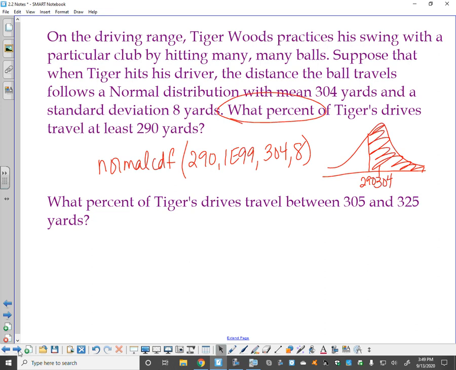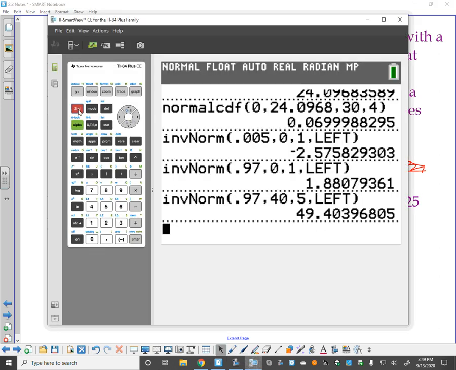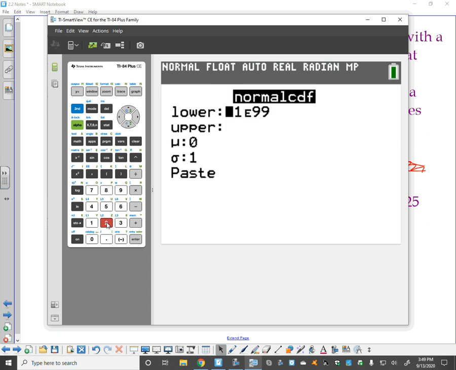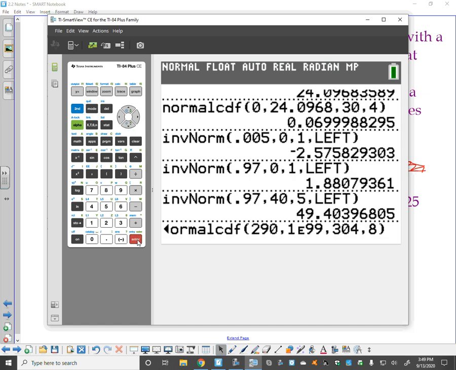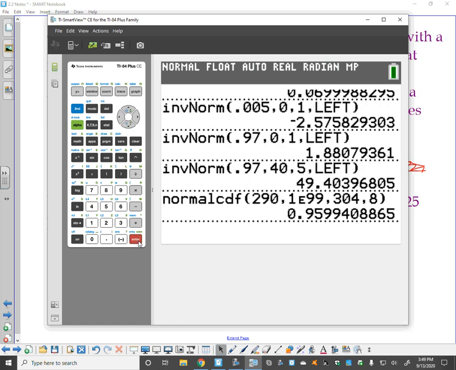So I'm going to distribution and I'm going to normal CDF. I'm going from 290 to infinity with a mean of 304, and a standard deviation of 8. And I know it should be more than 50%. Oh, wow.